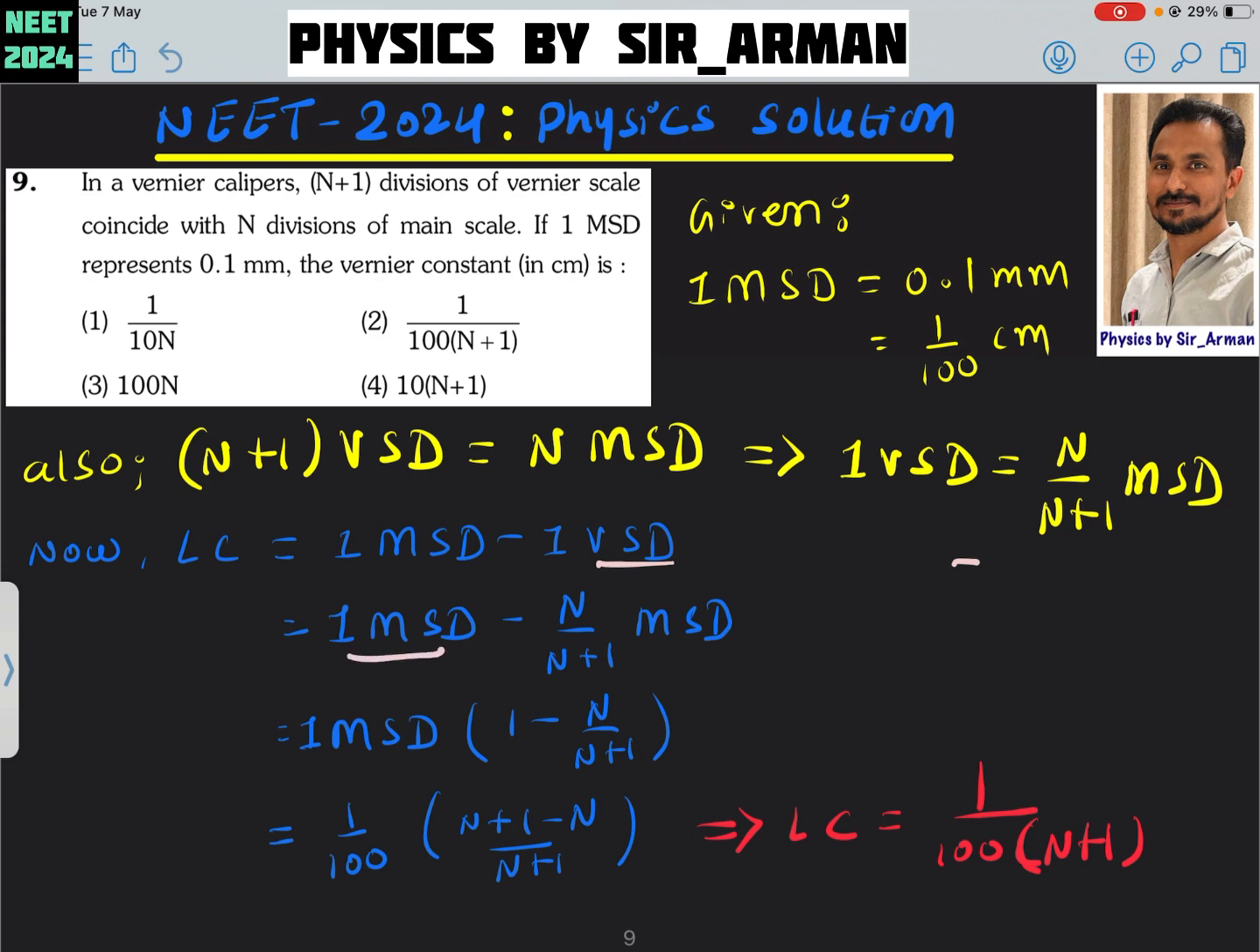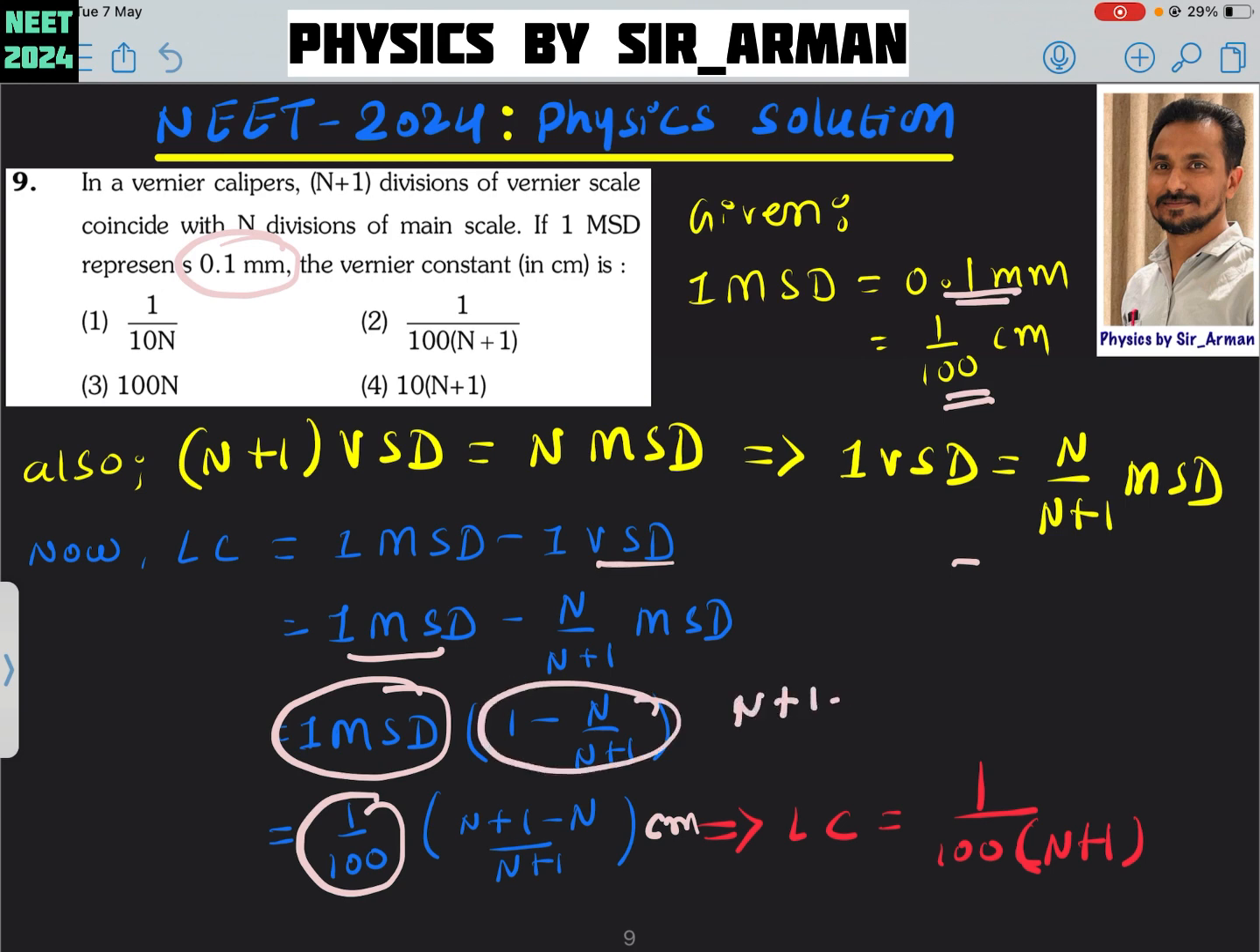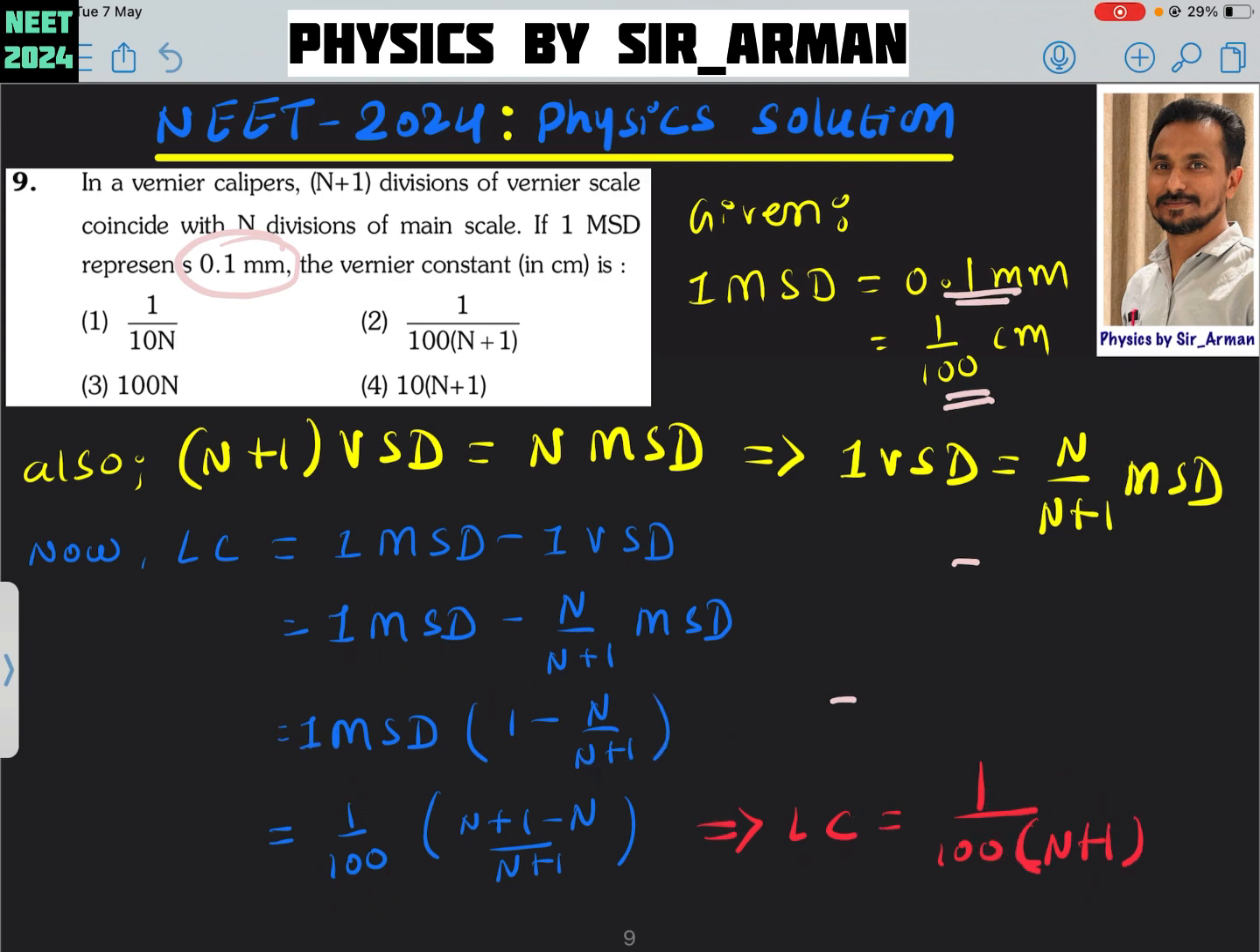Now if you take 1 MSD common, it is 1 minus n by n+1. Now 1 MSD is given as 0.1 mm. 0.1 mm means it is 1 by 100 centimeter. If you solve this, it is n+1 minus n by n+1, so it is 1 by n+1. So LC here is 1 by 100 into 1 by n+1. So it's a very easy question. Moving to the next question.